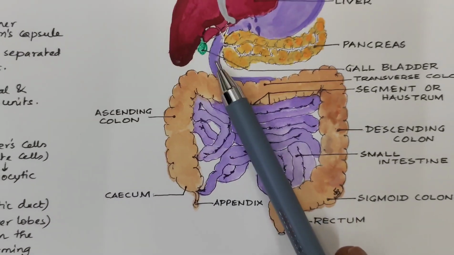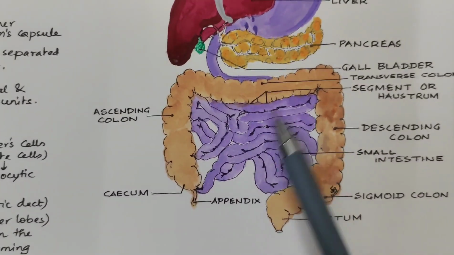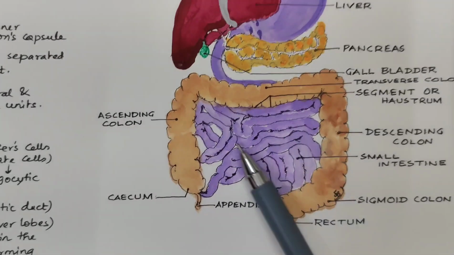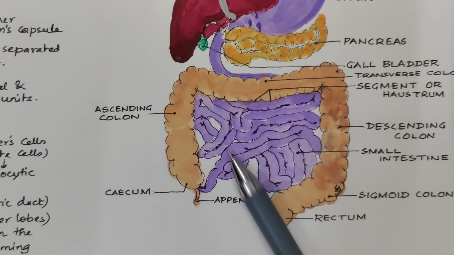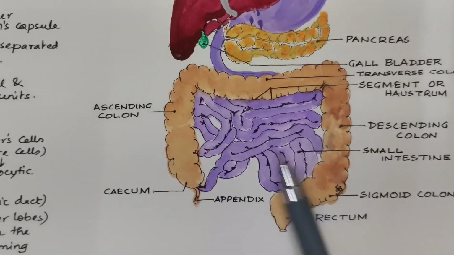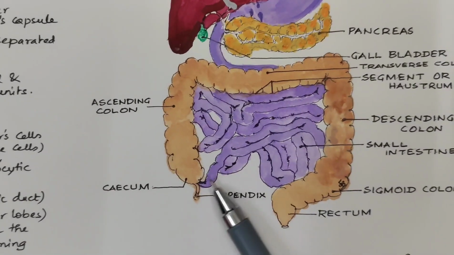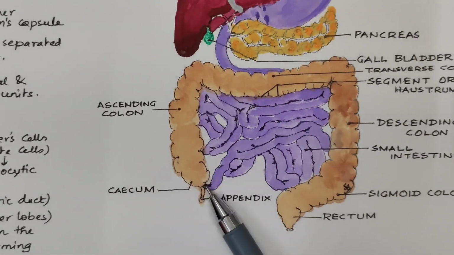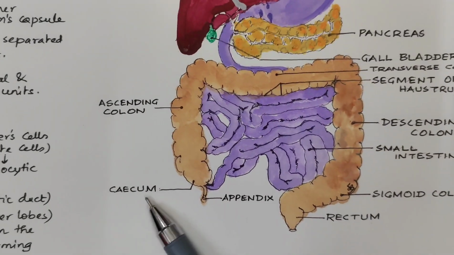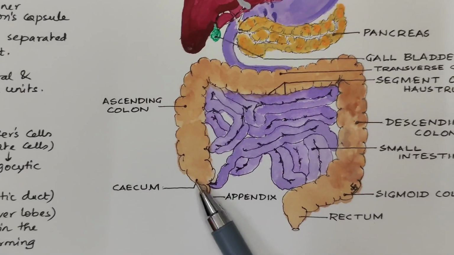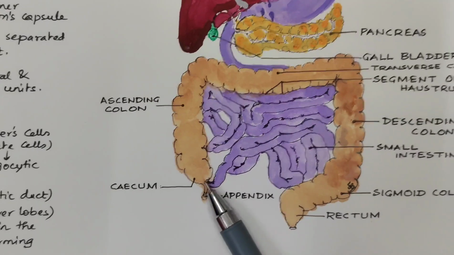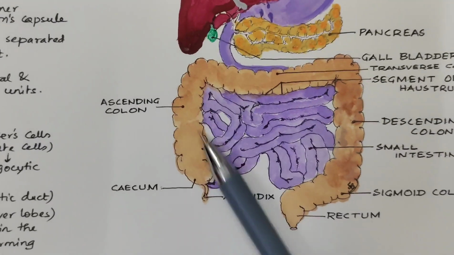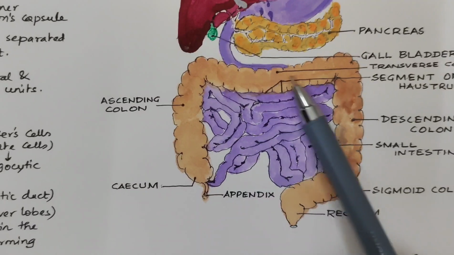Now from here the C-shaped loop of the duodenum starts, and the duodenum enters into the jejunum and ileum of the small intestine. The small intestine ends over here. From here starts the large intestine. The first part is the cecum. Then comes the colon. Colon is the longest part of the large intestine.